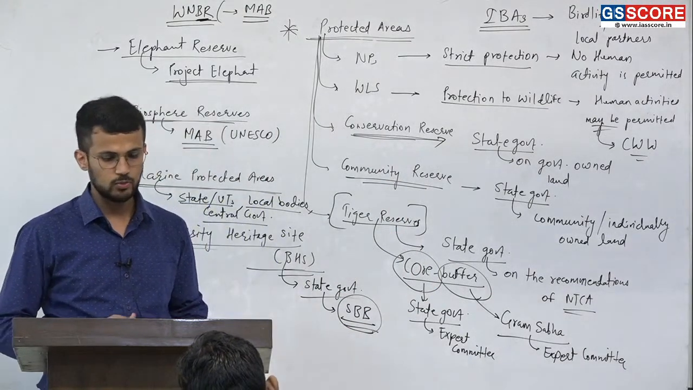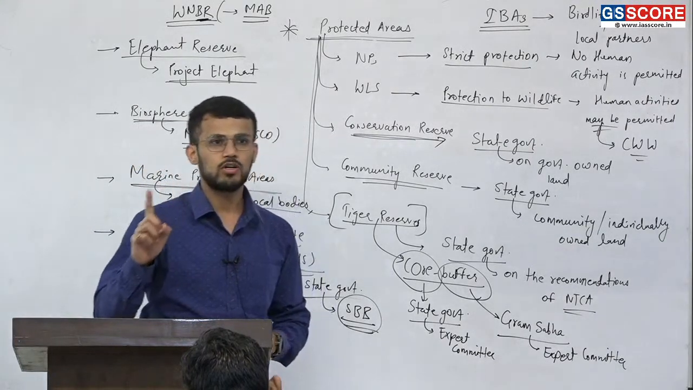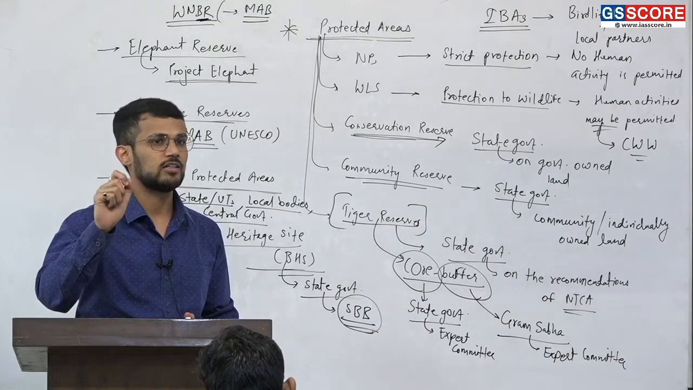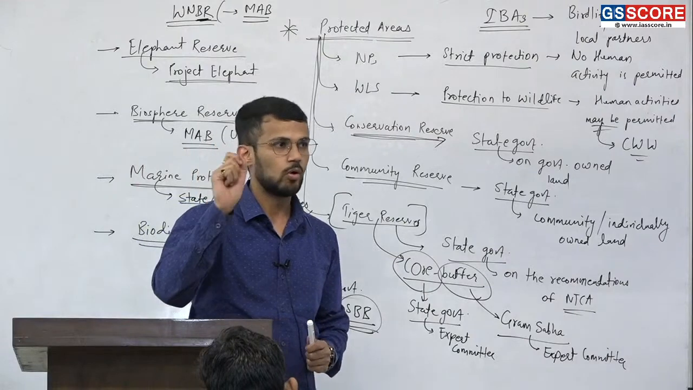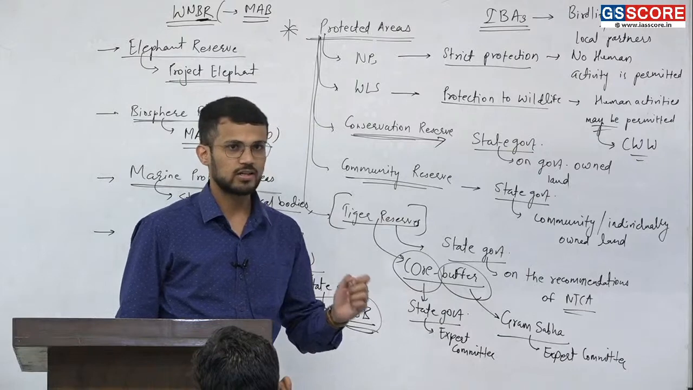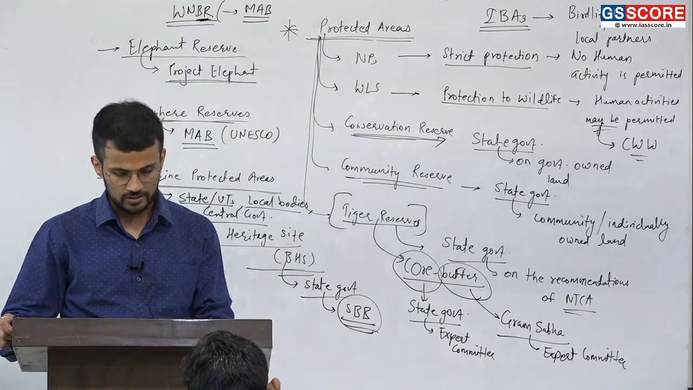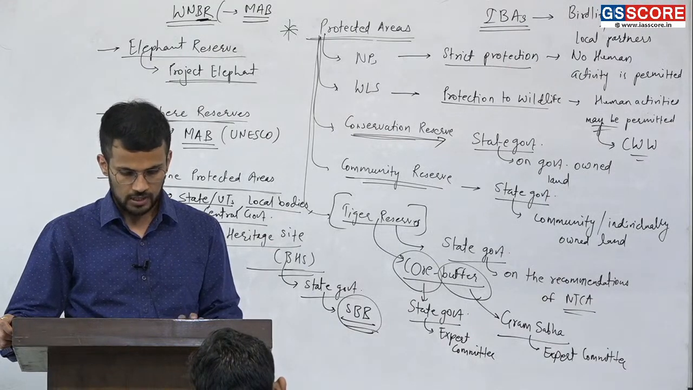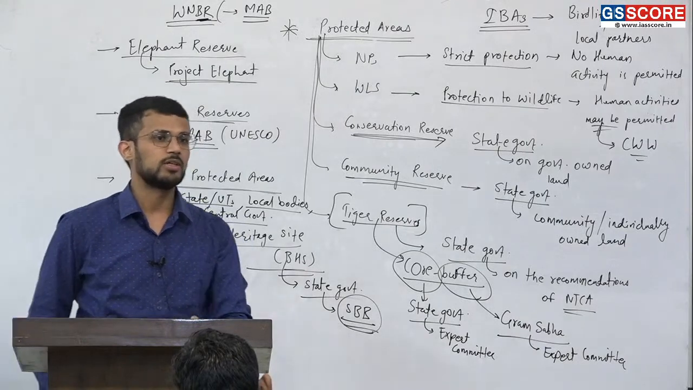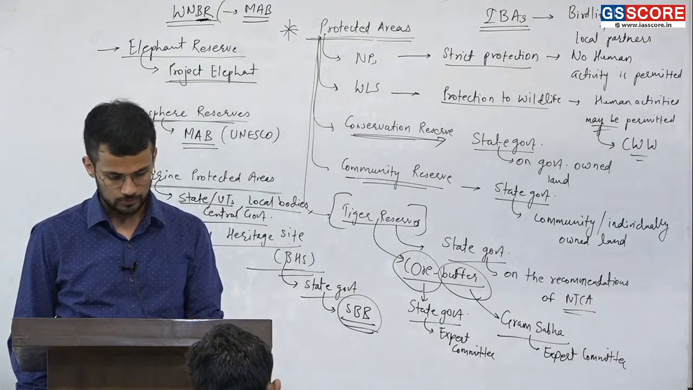Fine. Next is Asian water bird census. Can you please tell me who carries out Asian water bird census? It is carried out by Wetlands International, along with BNHS, Bombay Natural History Society. These two organizations, these are NGOs, carry out the Asian water bird census. And this census is carried out every year in the month of January.